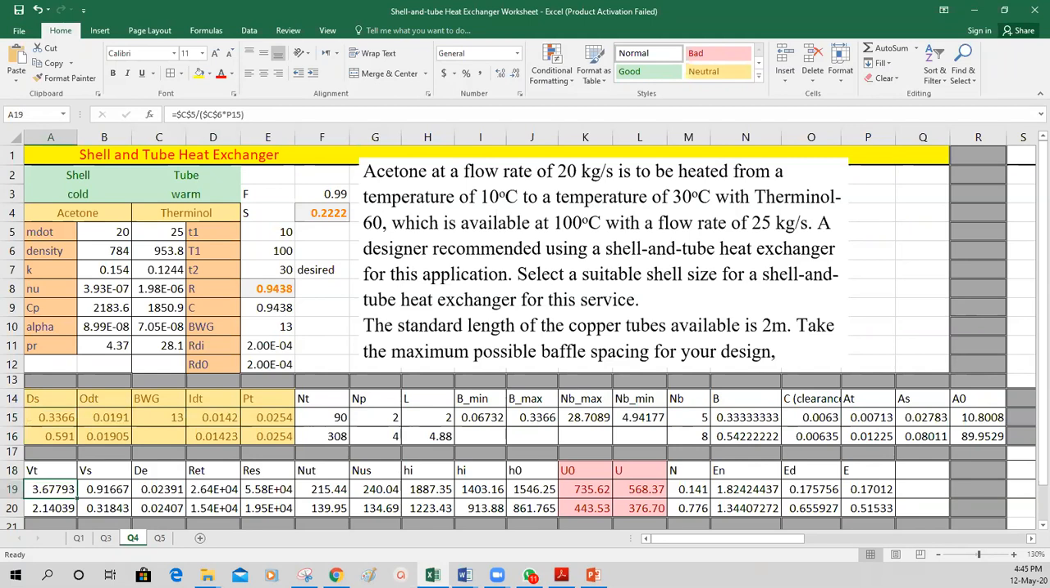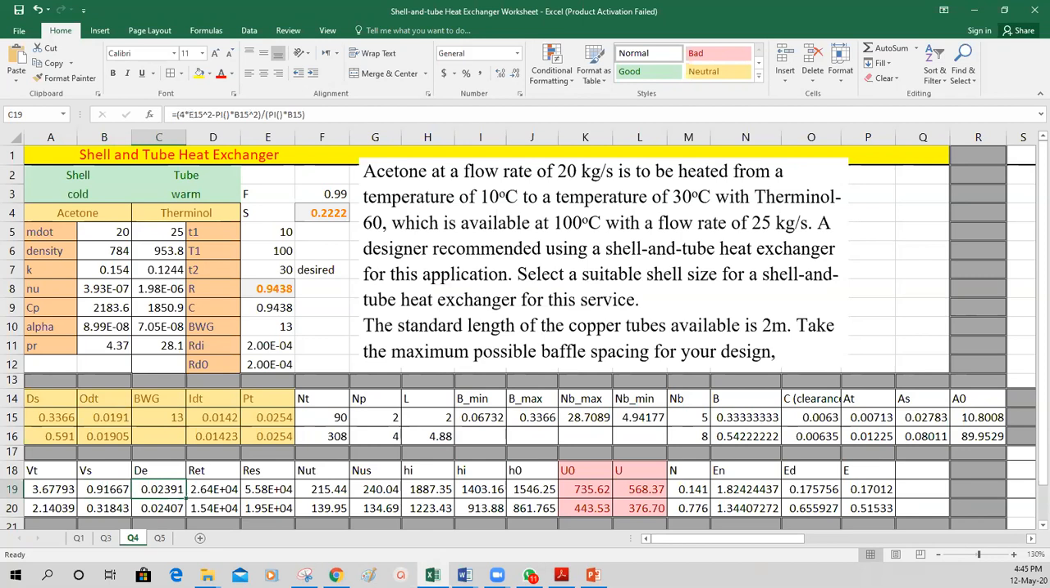Have you opened page 472, Hadi? So the AT formula is just simple substitution: number of tubes multiplied by pi IDT square divided by 4, divided by the number of passes. Anybody calculated VT and VS? Is it matching? Yes, 3.676. Good, this is VT. And VS? 0.9166. Good, so it's the same.